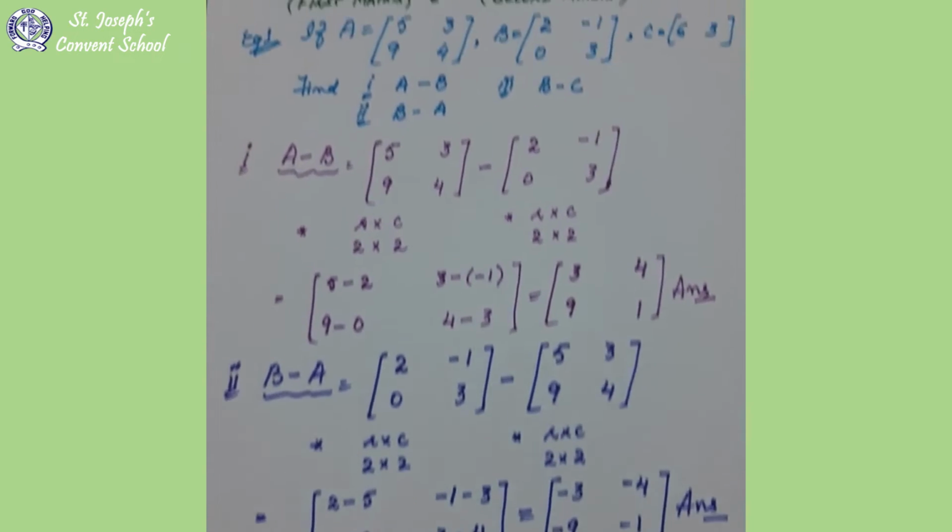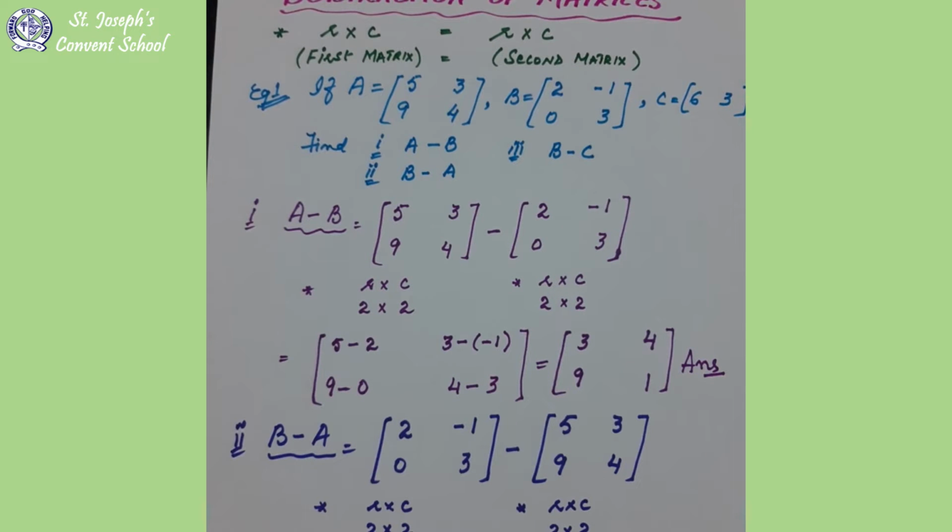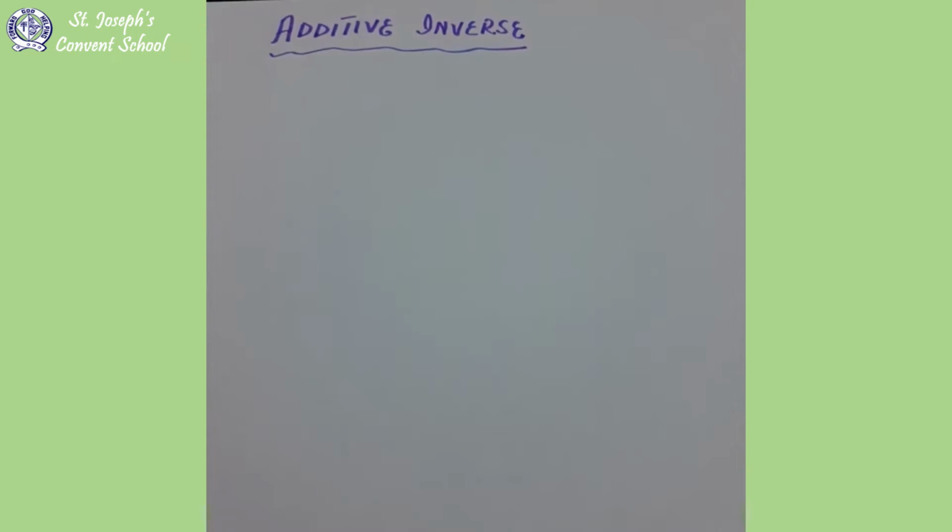Okay, so this is subtraction. I hope you have understood subtraction. It's an easy topic. Addition and subtraction both are easy topics. You can simply add and subtract. Just check the order, and if the order is the same, then only you can add and subtract. Okay. Now we'll do the next part of it, that is additive inverse. How to find the additive inverse.